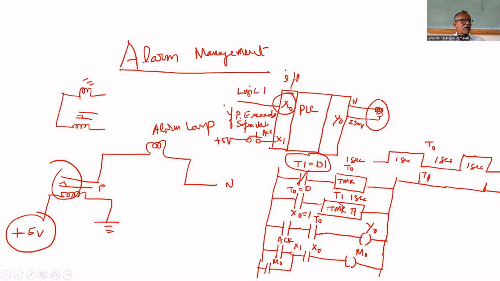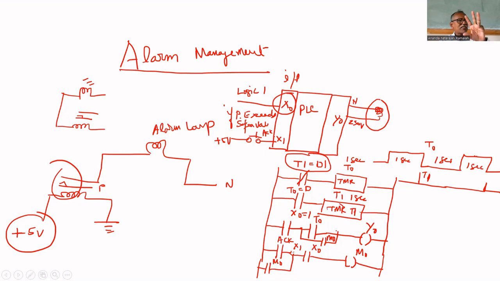If the operator knows the pressure exceeds, he presses the acknowledge button. So the blinking must stop, but the lamp should glow. Why? Pressure has still exceeded. That's why we put M0 across T0. T0 is blinking, M0 is not blinking, so it continuously glows. If the lamp is continuously glowing, the operator acknowledged that the pressure exceeds its limit. If it is continuously blinking, the operator has not yet acknowledged.